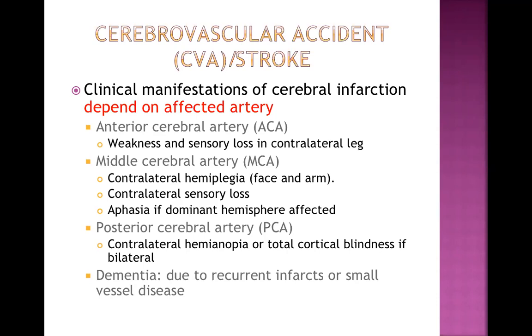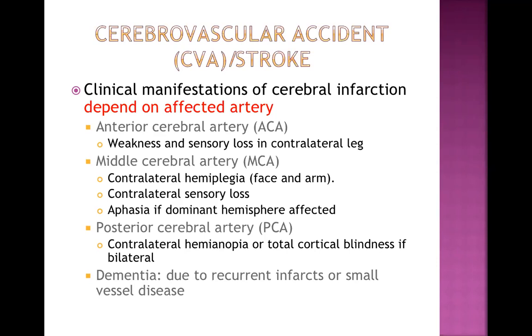Middle cerebral artery, if it is blocked, then there occurs contralateral hemiplegia. Contralateral means the opposite half of the body. For example, if the right side of the brain is affected, then the left half of the body will be paralyzed. This is called contralateral hemiplegia, and it mainly affects the face and arm. There is contralateral sensory loss also, and there is aphasia if the dominant hemisphere is affected. Aphasia means loss of speech. The person cannot speak anything, especially the motor one.